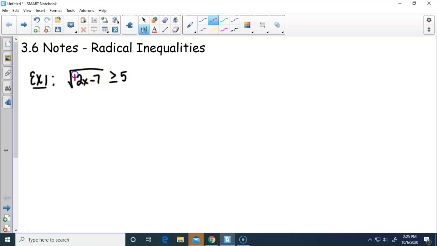So for this particular problem right here, before I even begin the problem, I want to keep in mind that 2x minus 7 has to be greater than or equal to 0. So in that case, that means that 2x has to be greater than or equal to 7, and I could divide by 2 here. And so x has to be greater than or equal to 7/2. So this is part of my answer. We're going to use it after we solve the inequality.